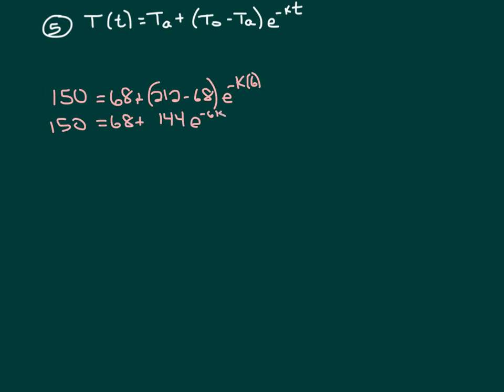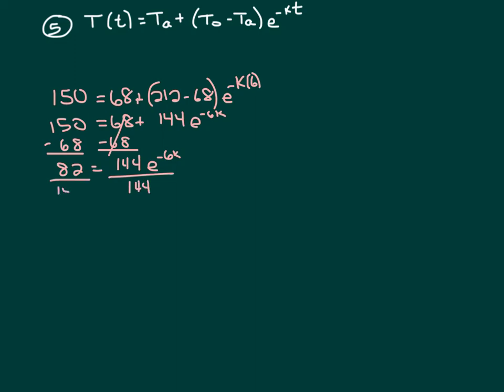All right, so we're trying to get this e by itself on one side of the equation. So let's first get rid of the 68 and then the 144. And keep in mind, you cannot combine these two numbers because the 144 is attached to the e. All right, so if we subtract 68 from both sides of the equation, that leaves us with 82 equals 144 e to the negative 6k power. And then we're going to divide by the 144.